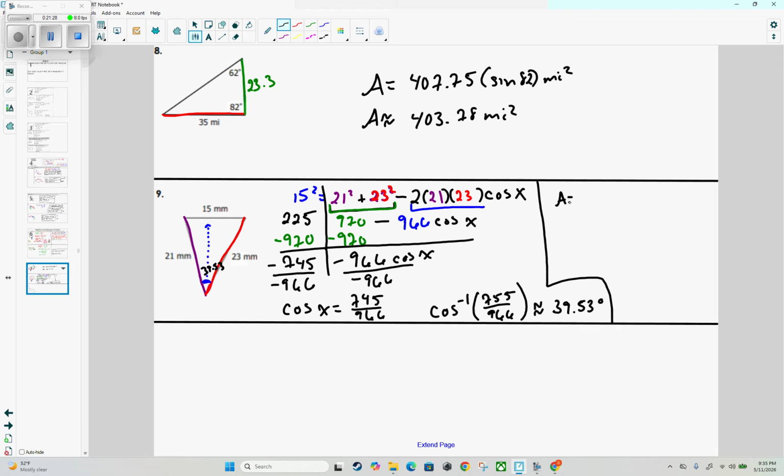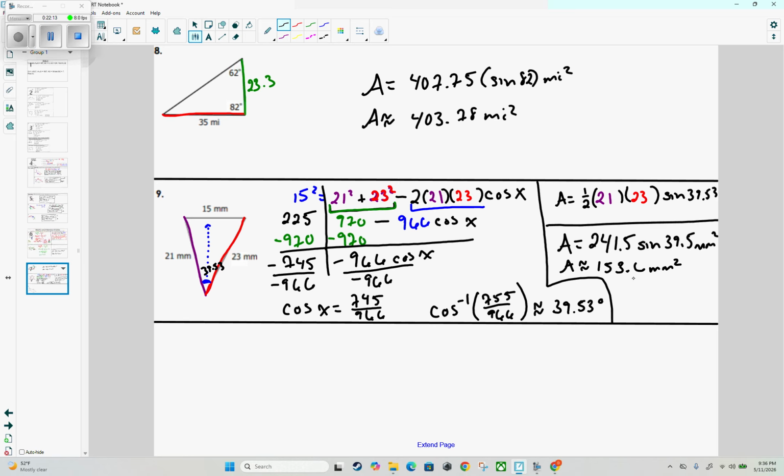And then my area formula again is 1/2 my 2 sides, the 21 and the 23, and then sine 39.53. So simplify that. All right, again, we get our calculator. So our exact answer for this one would be 241.5 sine 39.53 if you'd like. And then our approximation, what we plug into the calculator, is we get finally 153.6. And these are millimeters squared. So there's my final answer for that one.